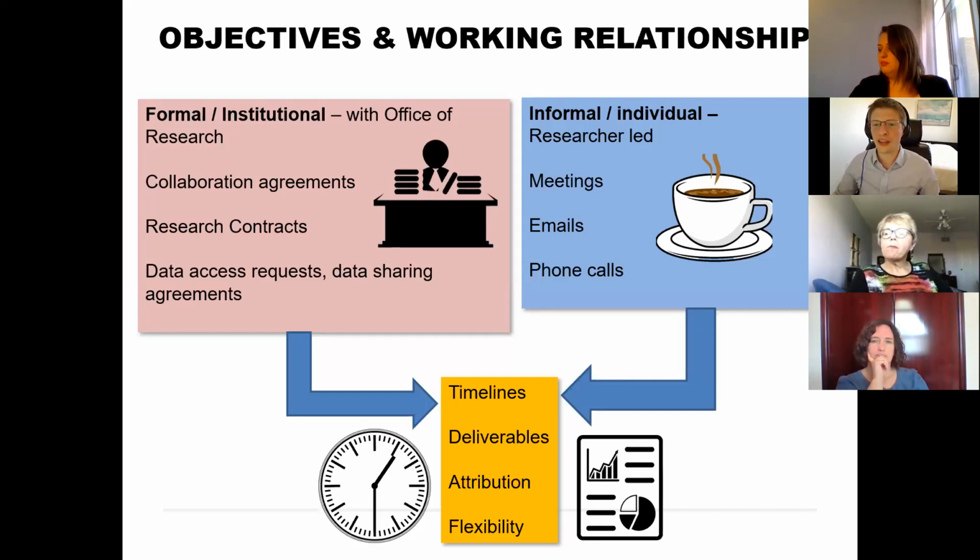But there's a lot of then individual discussions, just informal meetings, update presentations, emails and phone calls that need to happen continuously throughout the process. And we need to agree on whether it's formal or informal. I think we need to agree on timelines, deliverables, attribution right from the beginning, who's going to be on the papers, who's going to get access to what data, and then flexibility about all of those things.